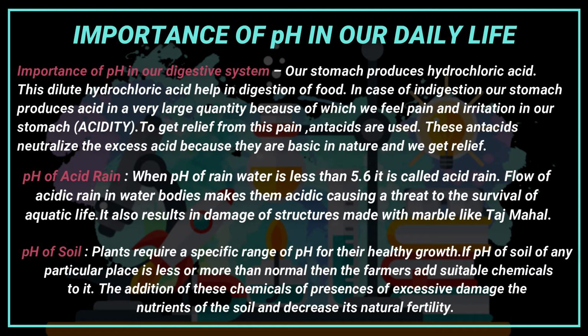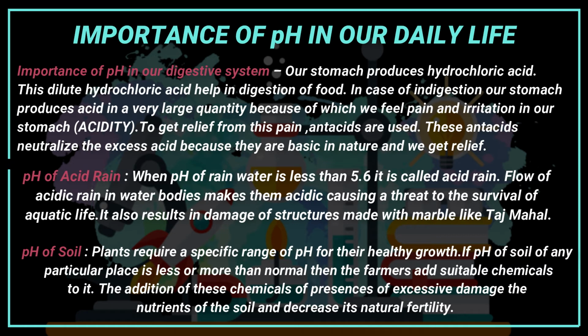pH of acid rain. When the pH of rainwater is less than 5.6, it is called acid rain. Flow of acidic rain into water bodies makes them acidic, causing a threat to the survival of aquatic life. It also results in damage of structures made of marble, like the Taj Mahal.